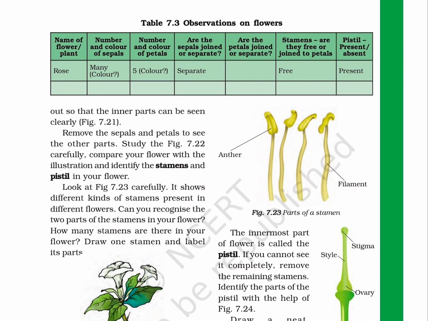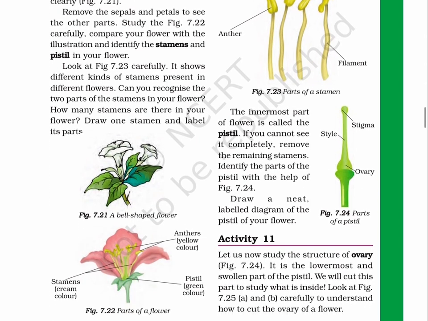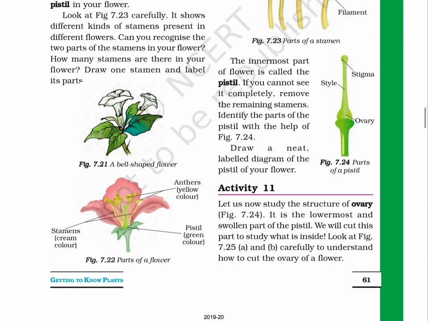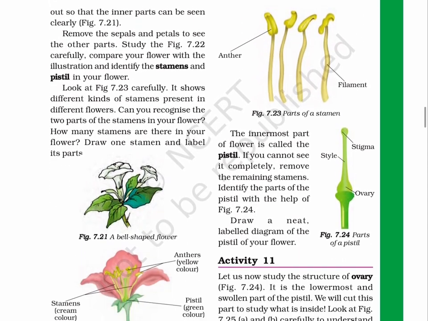Figure 7.21. A bell-shaped flower. Figure 7.22. Parts of a flower: stamens, cream color; anthers, yellow color; pistil, green color. Figure 7.23. Parts of a stamen: anther and filament.